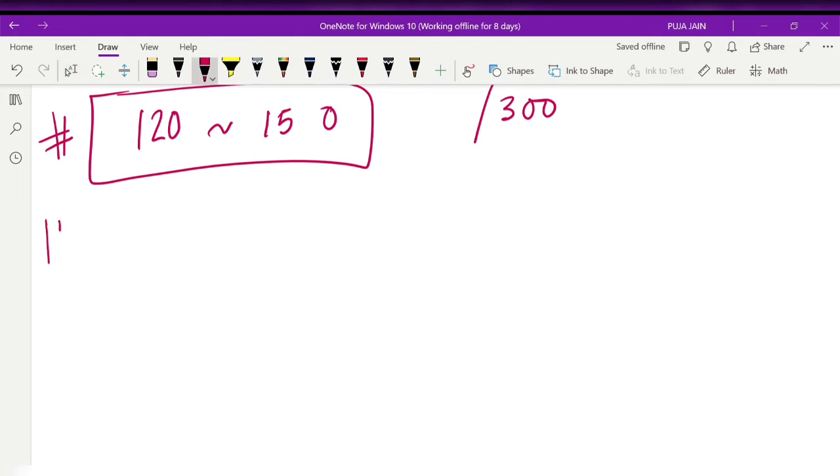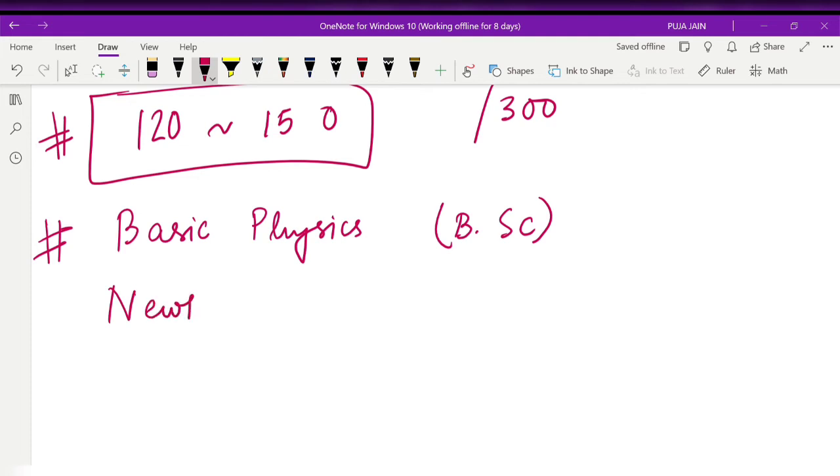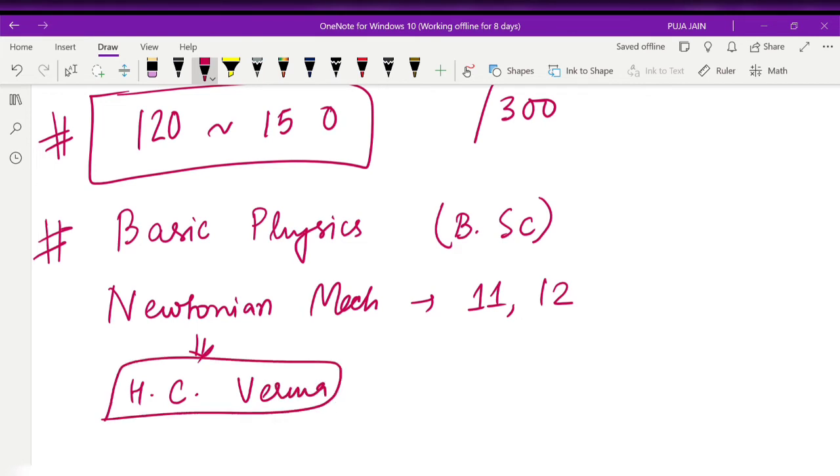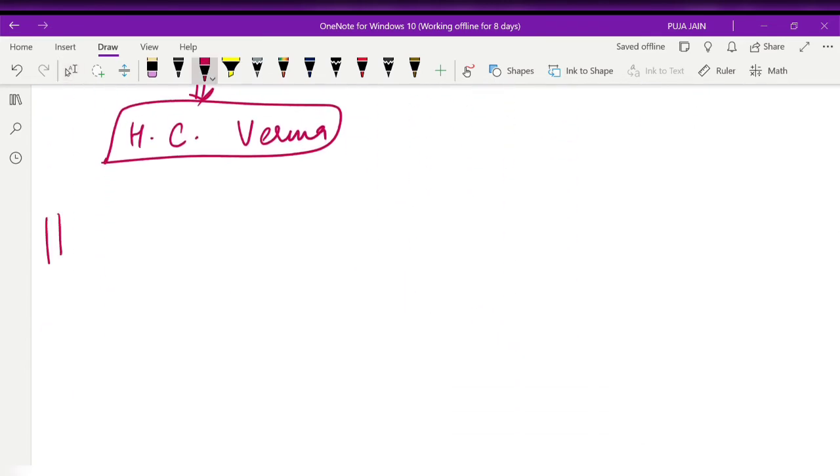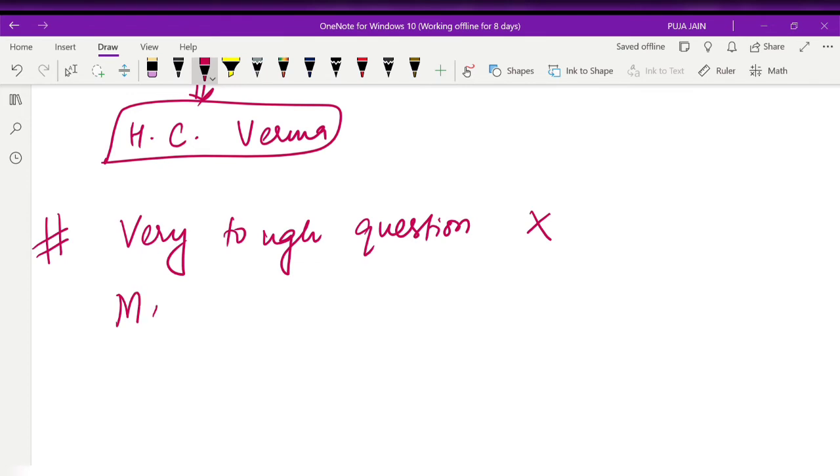And the type of questions is more related to basic physics, that is, BSc level physics, and for Newtonian mechanics, I would rather say class 11-12 physics. You can go for H.C. Verma and solve some problems from H.C. Verma's book. And you cannot expect very tough questions. You can get some direct questions, like memory based questions and direct formula based questions.